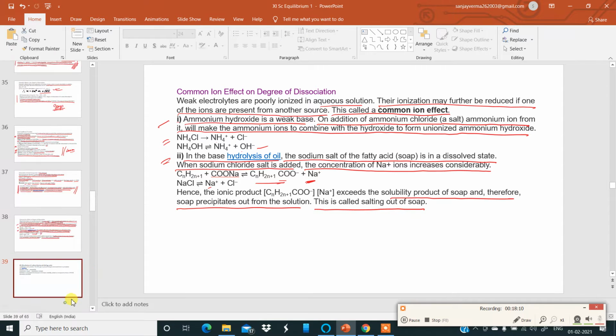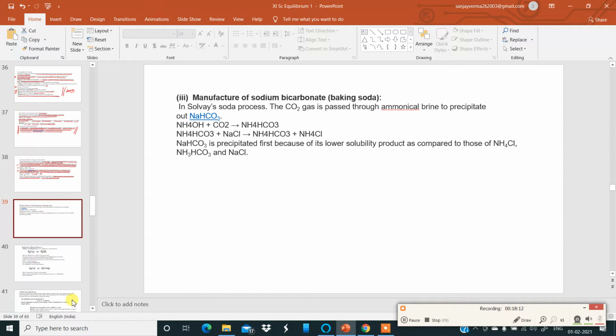Then, manufacture of sodium bicarbonate, baking soda. It is done by Solvay's soda process. The carbon dioxide gas is passed through ammoniacal brine to precipitate out sodium bicarbonate. The steps are here. I'm just writing it once more.